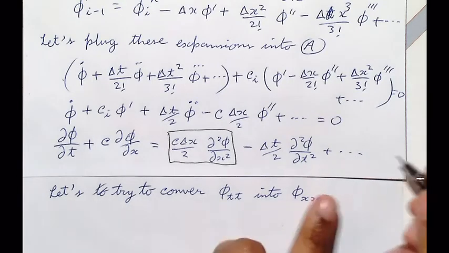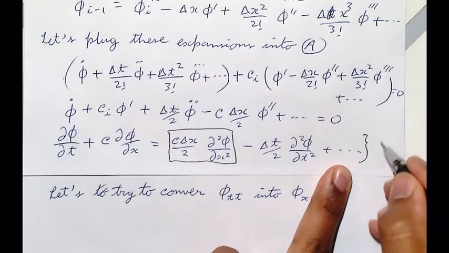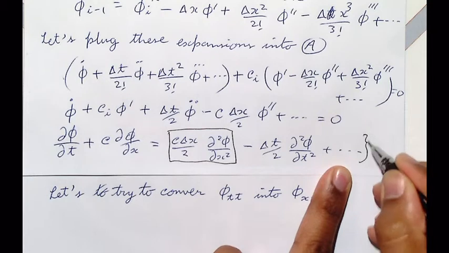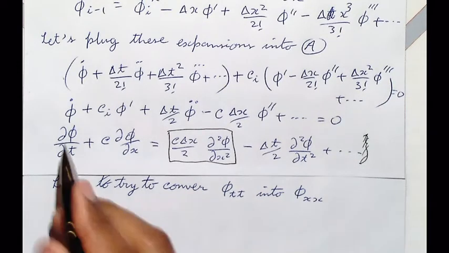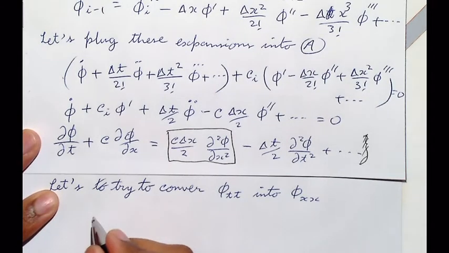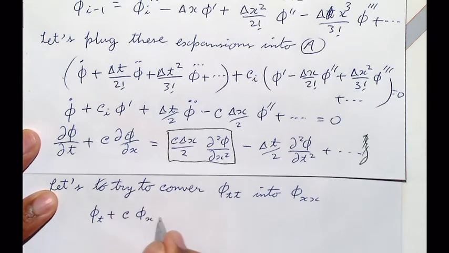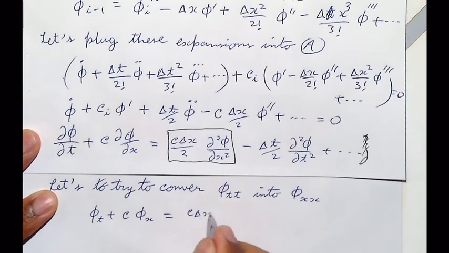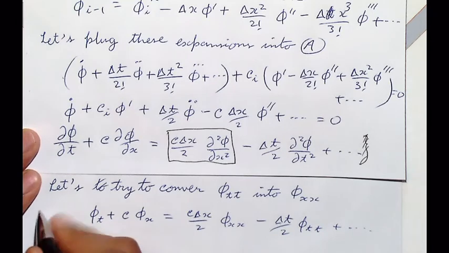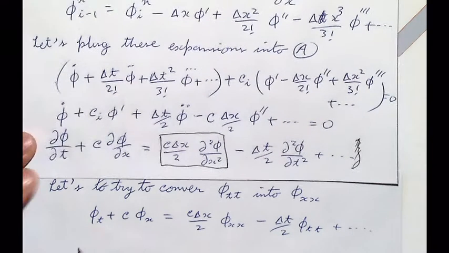Let me call this whole thing alpha. Yeah, I will rewrite it. Okay. So to read it, and this is just phi t plus c phi x equal to c delta x over 2 phi xx minus delta t over 2 phi dt. And let's ignore the higher order terms again, and let's call this, let's say, g.